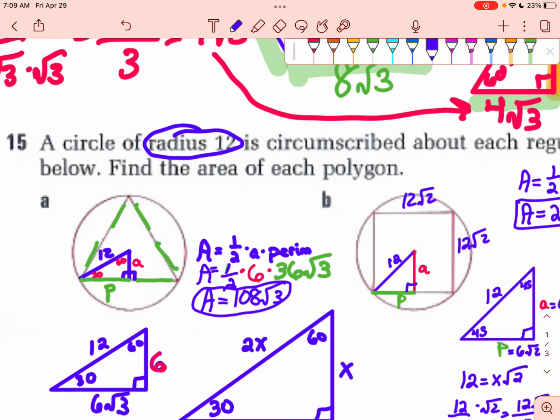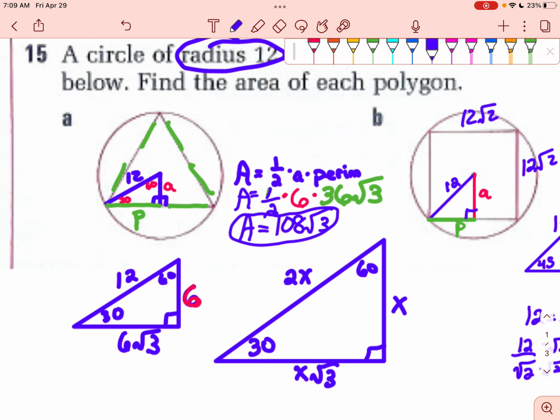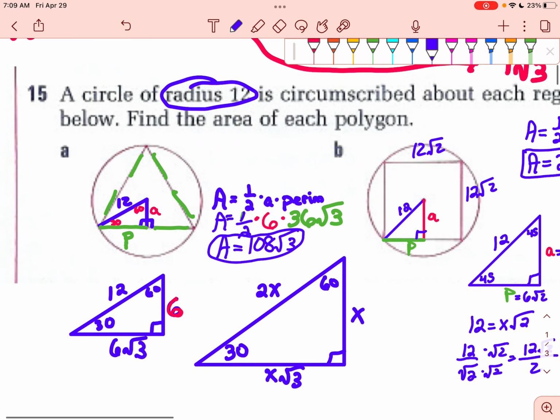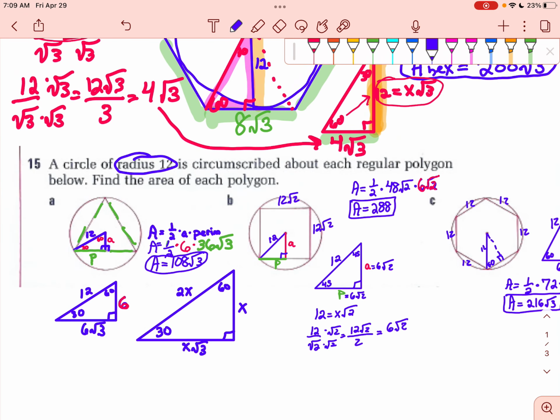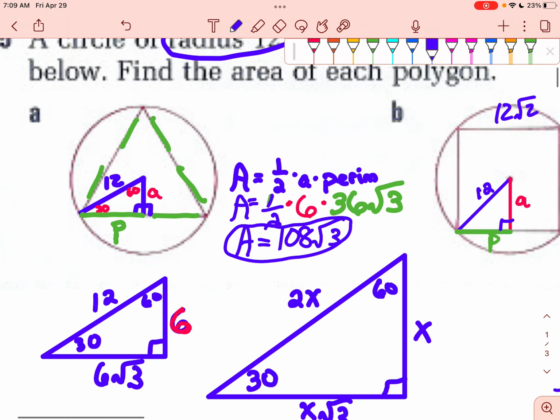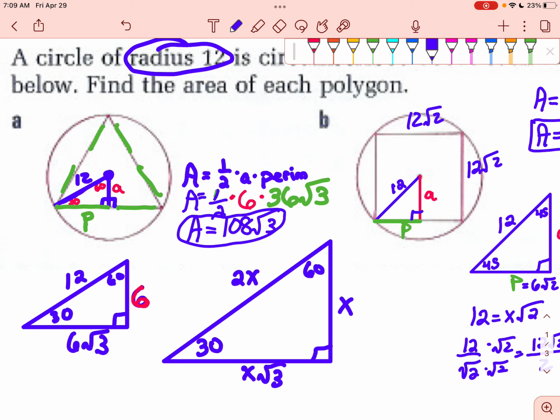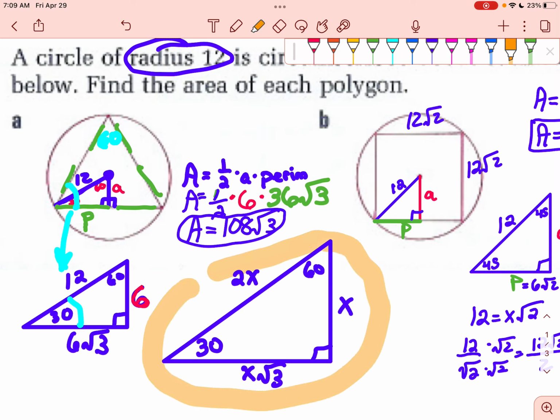Let's move on to number 15. So 15, again, says a circle of radius 12 is circumscribed about each regular polygon. So as you can see, I put in the radius of the circle right here, which is 12. And then keep in mind that this is an equilateral triangle, which means each of the angles are 60 degrees. And if I take that 60-degree angle right here and I cut it, I end up with this 30-degree angle down here. Okay, so again, all I did was I solved my 30, 60, 90. I wrote my basic 30, 60, 90 right here so you guys can see how I solved it.